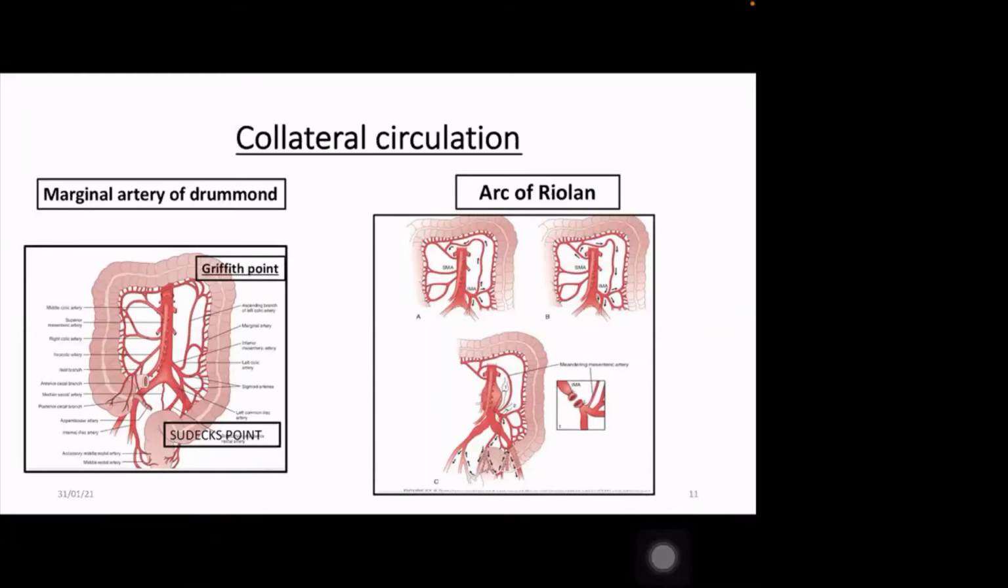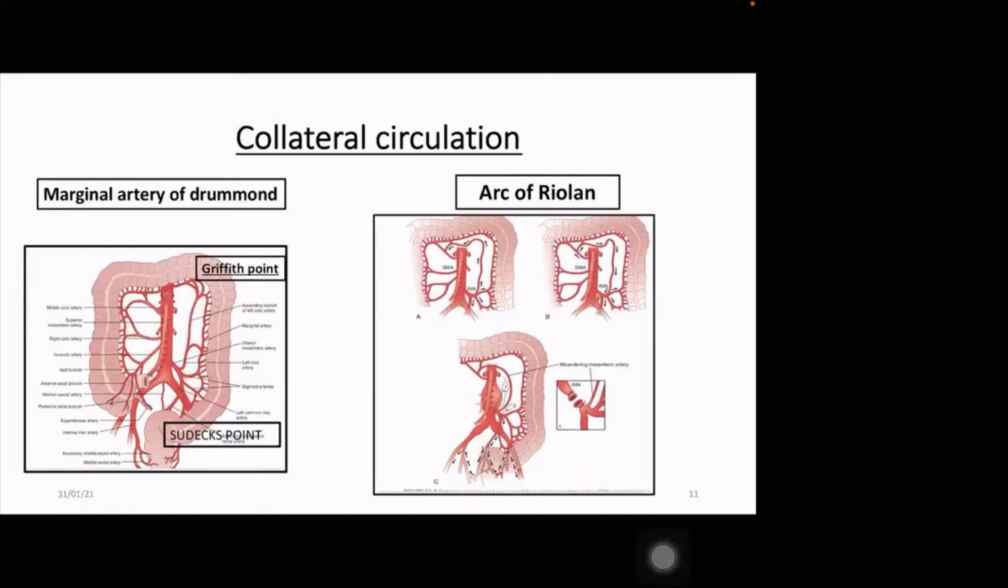So, what is this marginal artery of Drummond? This is the artery which is found along the antimesenteric border of the colon, and goes along the ascending colon, transverse colon, and the descending colon, almost till the sigmoid colon. So, you can see the marginal artery of Drummond. Basically, it connects all the arteries of the colon, like ileocolic, right colic, middle colic, left colic, as well as the sigmoidal and the superior rectal branches.